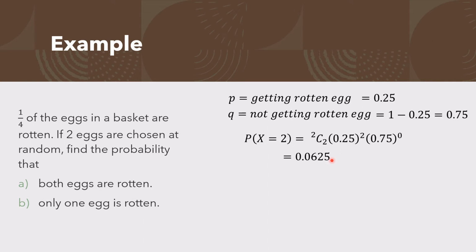If we want to calculate the probability that only one egg is rotten, we need to change X. It's not X equal to 2, but X equal to 1, because only one. N is the number of trials, which is 2. R, the number of successes, is 1. Then 0.25 power of 1, 0.75 power of N minus R, which is 2 minus 1 equal to 1. Then calculate, and you will get the probability 0.375. That is how you use the formula for binomial distribution.